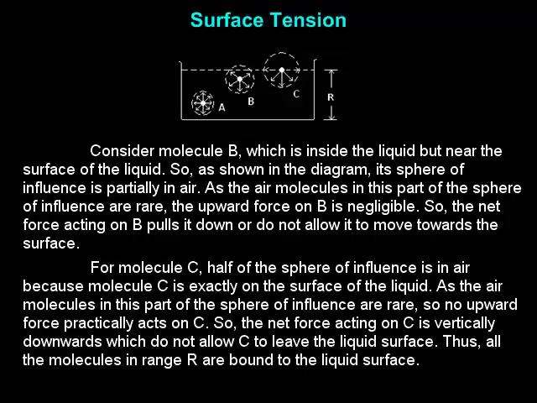For molecule C, half of the sphere of influence is in air because molecule C is exactly on the surface of the liquid. As the air molecules in this part of the sphere of influence are rare, no upward force practically acts on C. So the net force acting on C is vertically downwards, which does not allow C to leave the liquid surface. Thus, all the molecules in range R are bound to the liquid surface.